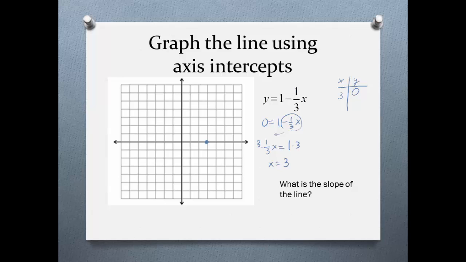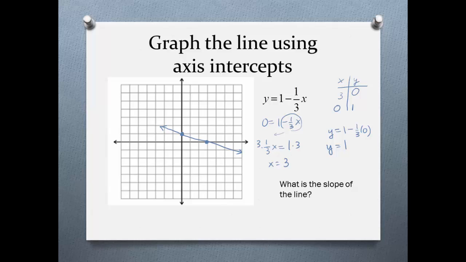And the y-intercept, I make x 0. So that's going to be y equals 1 minus 1/3 times 0. And you'll notice that you get y equals 1. So this one has a y-intercept at (0, 1), and then that's enough to graph my line.